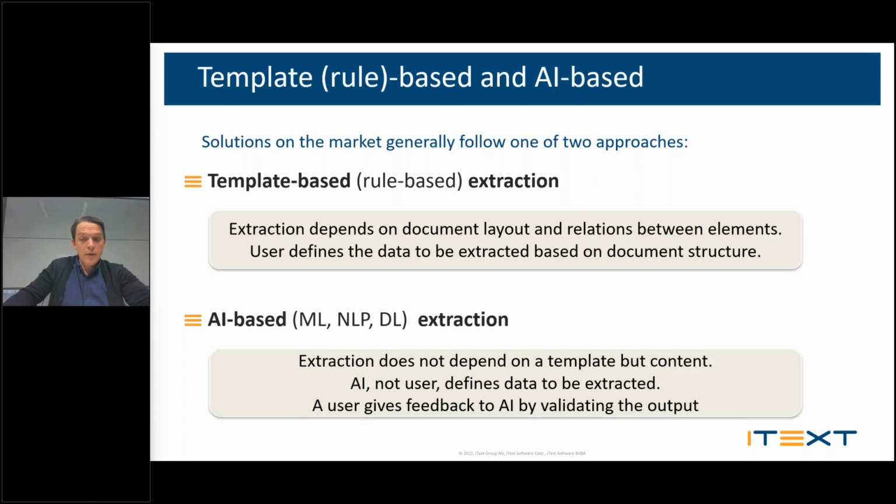On the other hand, AI-based extraction, which may also be described with keywords such as ML for machine learning, NLP for natural language processing, or DL for deep learning, takes a different approach. It doesn't depend on the template, but on content. The AI, not the user, defines the data to be extracted. The user gives feedback to the AI by validating the output, and the AI then uses that feedback to refine extraction algorithms and improve future detection and extraction from that type of document.